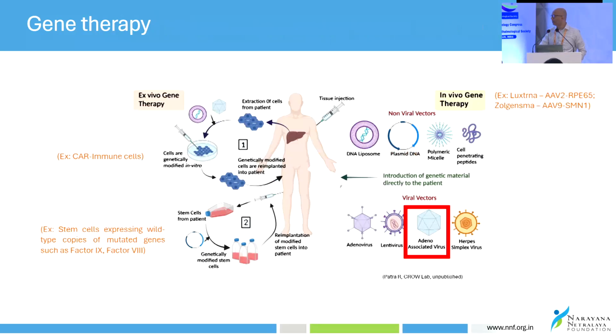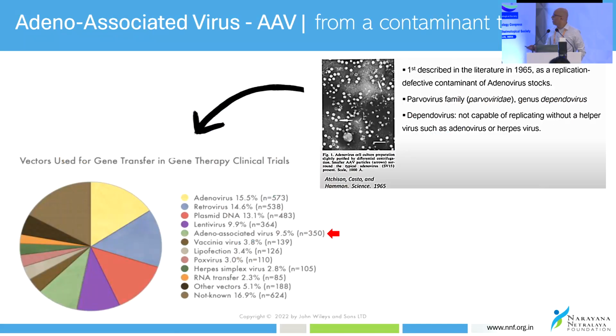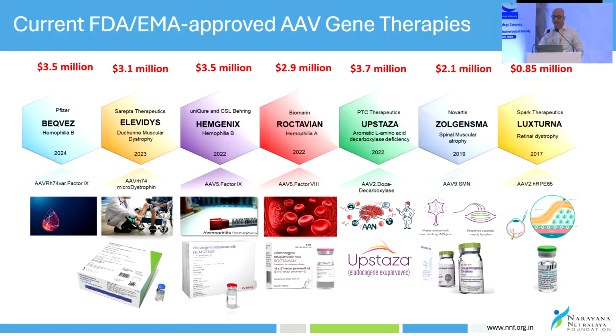The reason I'm telling you this is that in vivo gene therapy is mostly vector-based, and viral vectors play a very important role in delivering the functional copy of the gene. Adeno-associated virus today is going to be our focus of discussion. From a very humble beginning as a contaminant, it evolved to be one of the preferred viral vectors in gene therapy. There are already approved drugs based on adeno-associated virus for gene therapy applications, quite a few of which you can see.